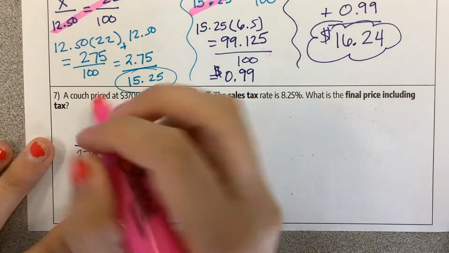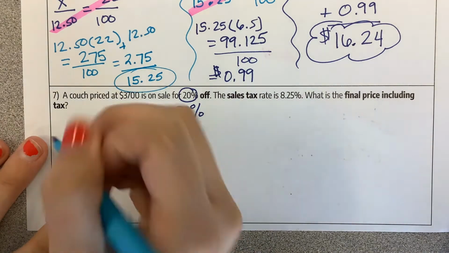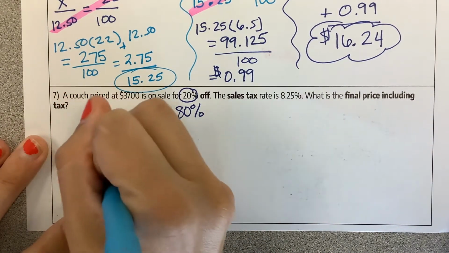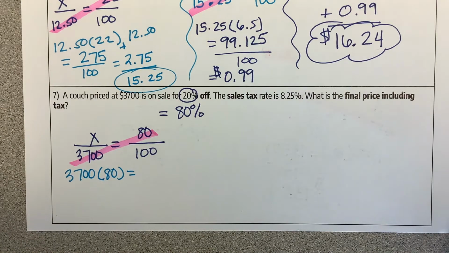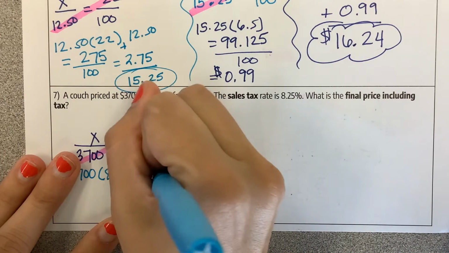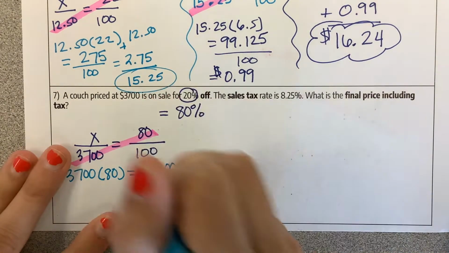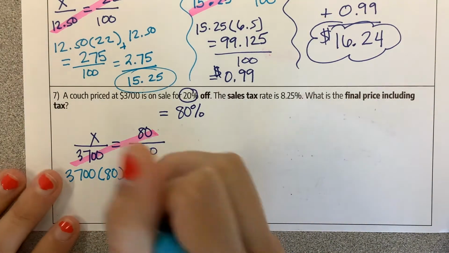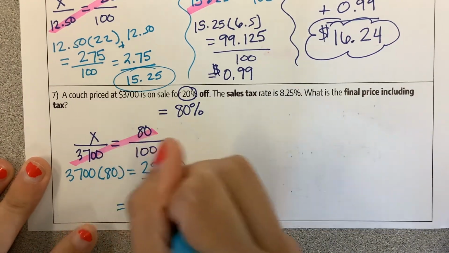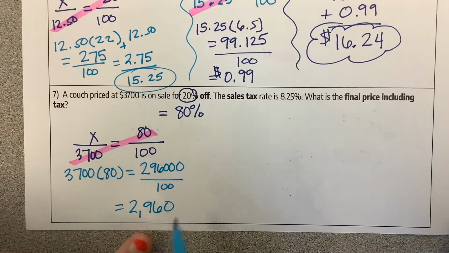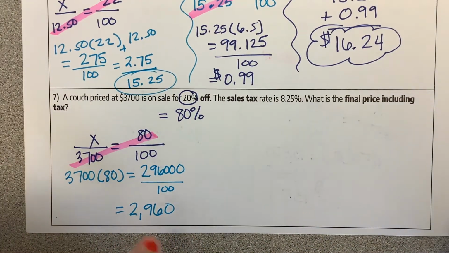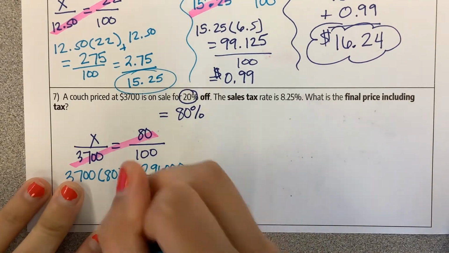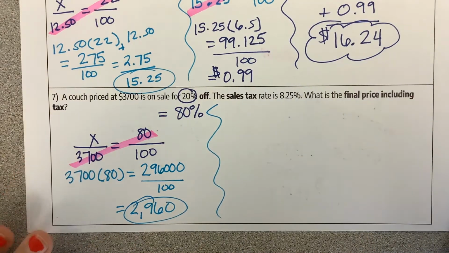So we've got our proportion that we know how to solve. I'm doing 3,700 times 80, which is 296,000. I am dividing by 100, which is $2,960. This isn't our discount. This is the new price because we said 80% of it is what the new price is going to be. So this is the number that we are going to use when we are calculating the sales tax.